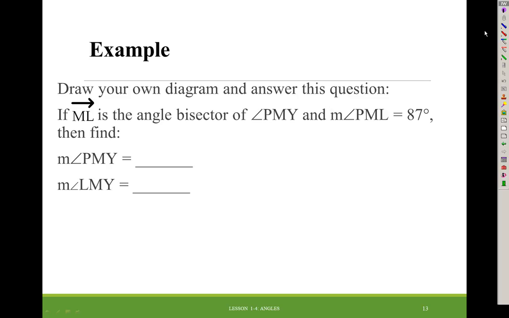So let's do one final example here. Draw the diagram and answer the question. If ray ML is the angle bisector of angle PMY and the measure of angle PML is 87 degrees, then find the measure of angle PMY and the measure of angle LMY.